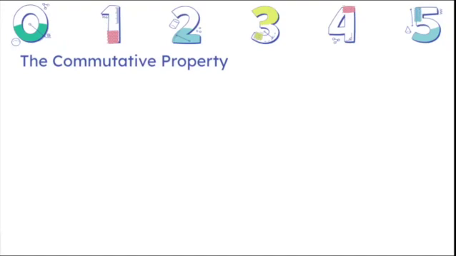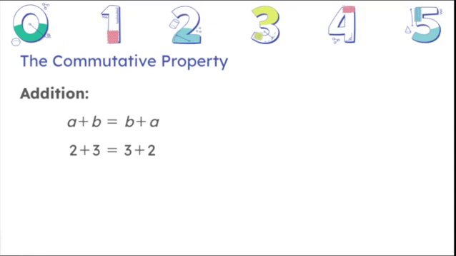Now let's talk about algebraic properties. As you know, addition and multiplication have a property we call the commutative property. We can write the commutative property out like this. For addition, we say a plus b equals b plus a. To prove this, let's substitute the number 2 for a and the number 3 for b. 2 plus 3 equals 3 plus 2. Both sides equal 5, so we see that it's true.